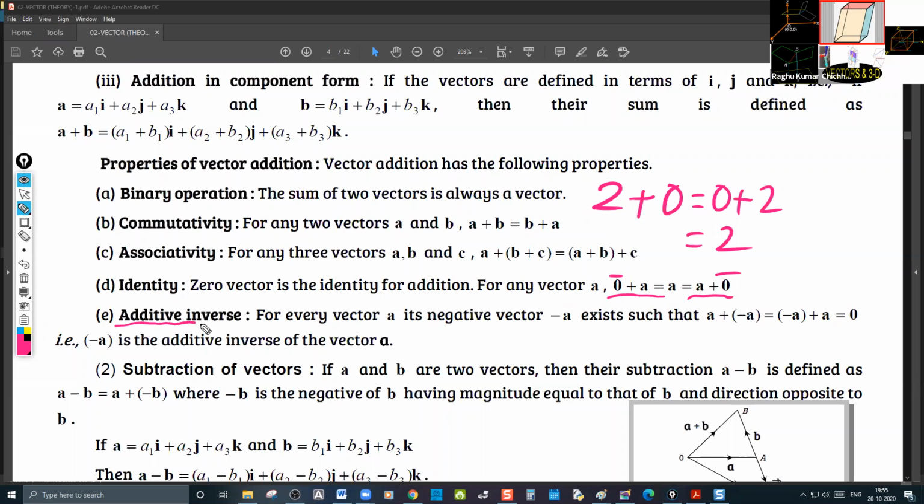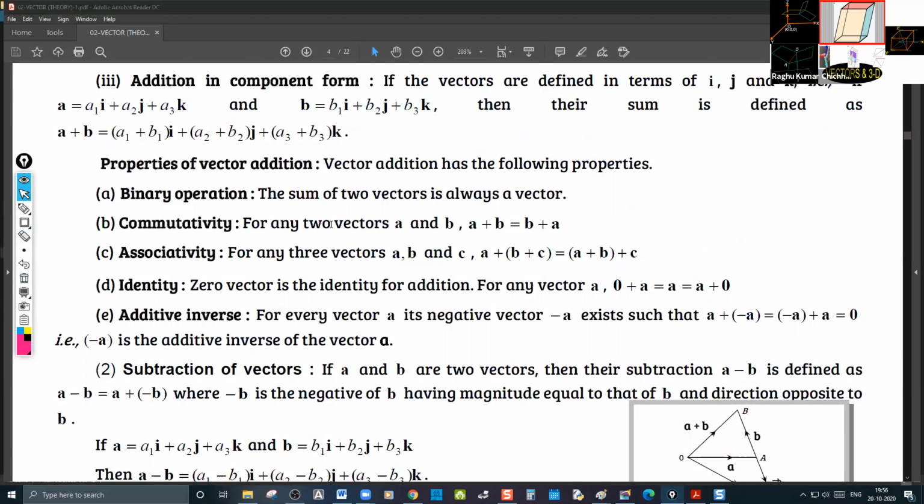Similarly, additive inverse. Additive inverse means if you take 2 in the real number system, what is the additive inverse of 2? Minus 2. That means if you add the additive inverse to the given number, then you must get the additive identity. Then this is called additive inverse. So what is the additive inverse of 2? Minus 2. Similarly, the additive inverse of vector A bar is simply minus A bar. So all the rules like the real number system are applied here. Next, subtraction of vectors. It is based on the triangle law of addition only.